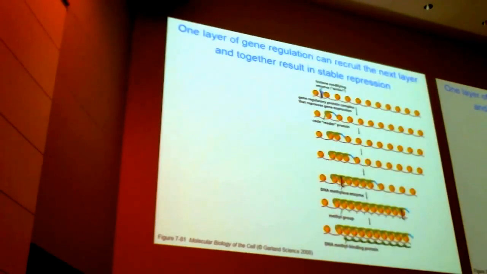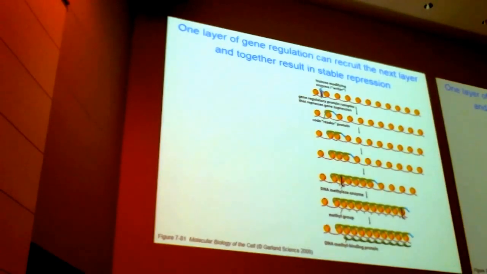Not only that, if you had epigenetic regulation or regulation that's above the level of DNA, it's often arranged in layers, and one layer can recruit the other. What I mean by layer is the level of histones versus the level of DNA methylation versus the level of, let's say, large-scale condensation of chromatin, and so on. So what's illustrated here is how one layer of regulation can recruit the other layer.